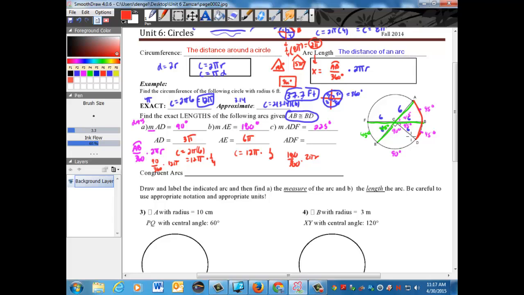All right, ADF, we have 180 plus 45. In this problem, we actually should use our formula. So we're going to say x is the length, 225-degree angle over 360 degrees times 2 pi r, which was 12 pi. And when we enter that in, we get 15 pi.